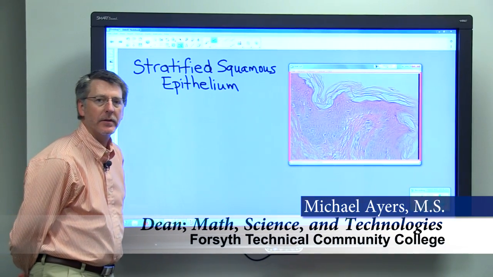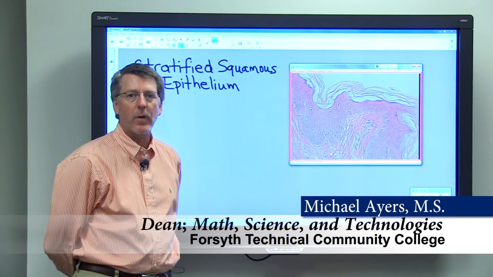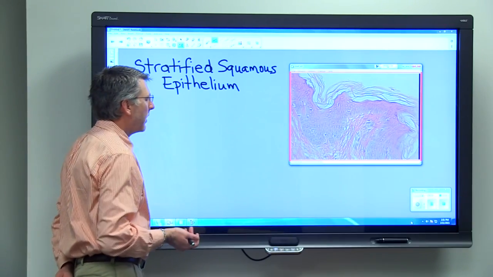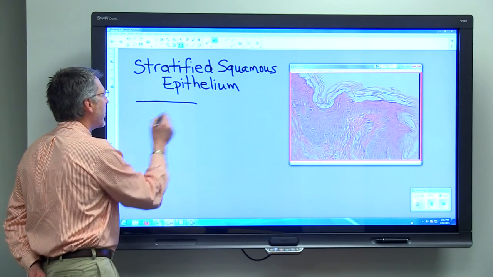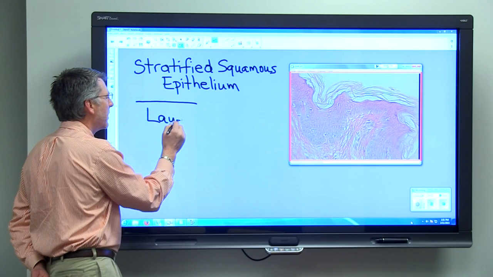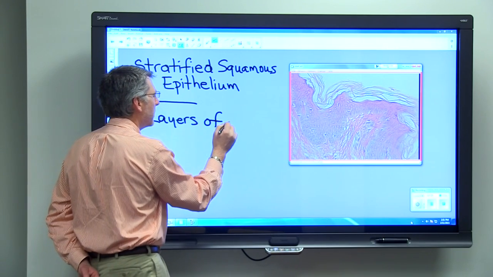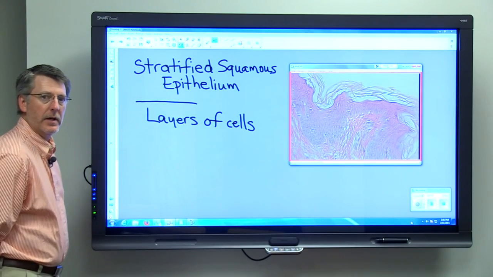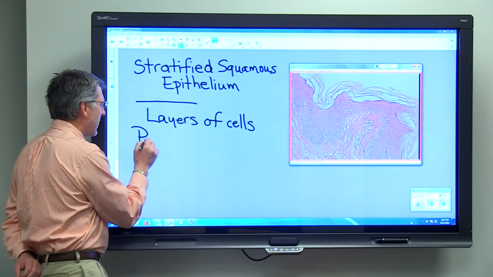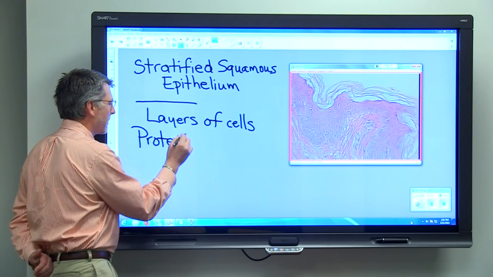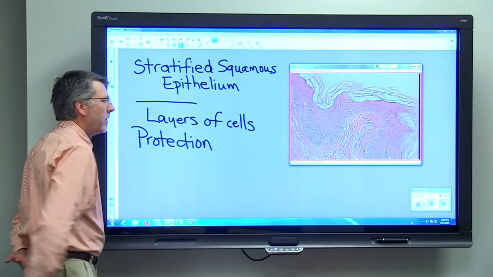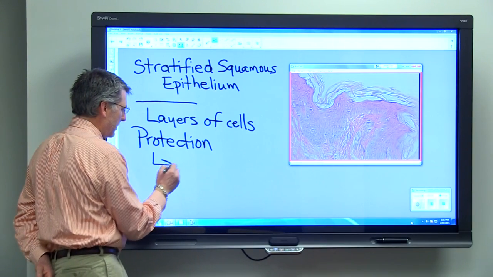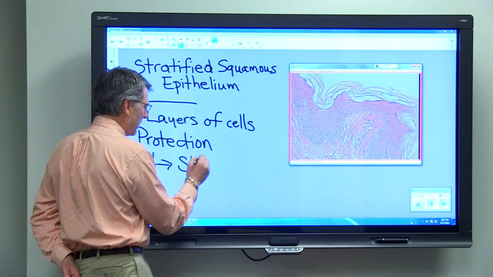So our next tissue to think about is called stratified squamous epithelium. The stratified squamous epithelium is the first tissue that we've looked at that is actually stratified, meaning that it has layers of cells. Now, because this tissue has layers of cells, its number one job is protection. And so stratified squamous epithelium is found in places such as your skin.